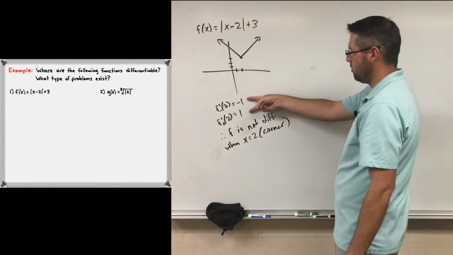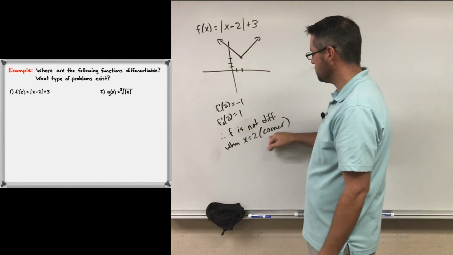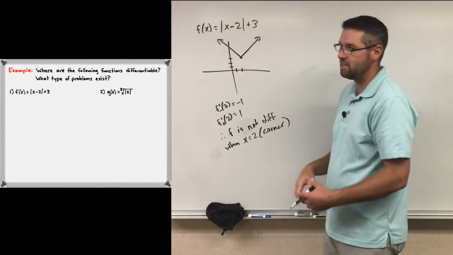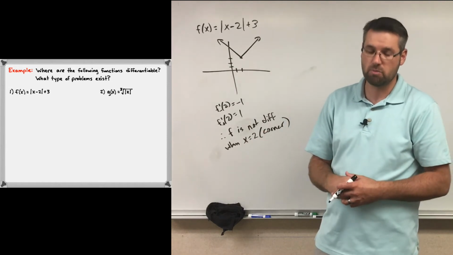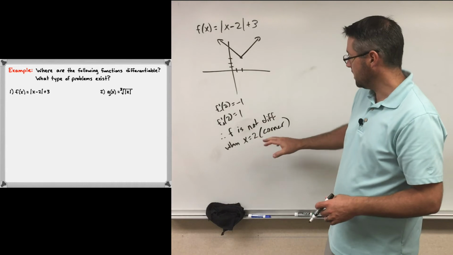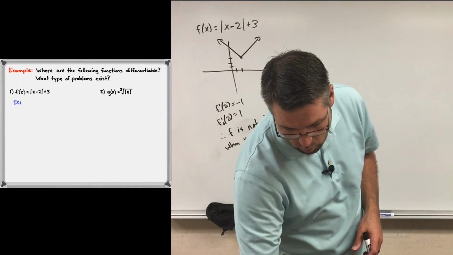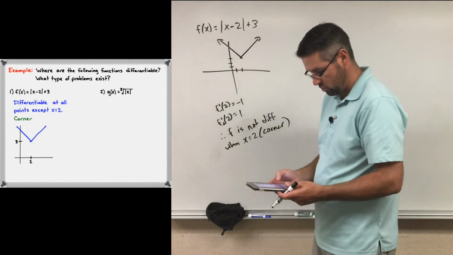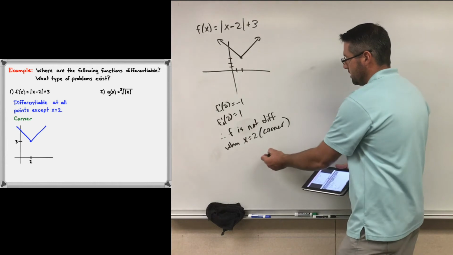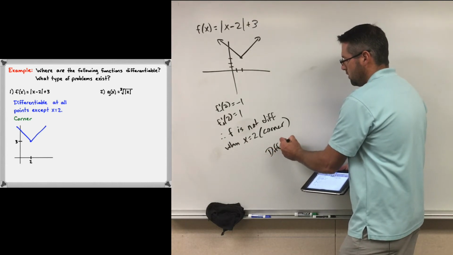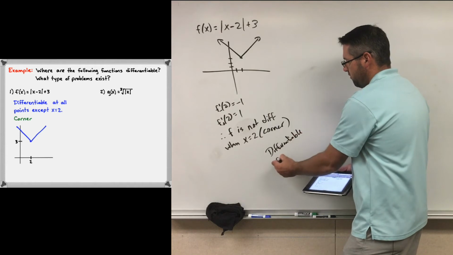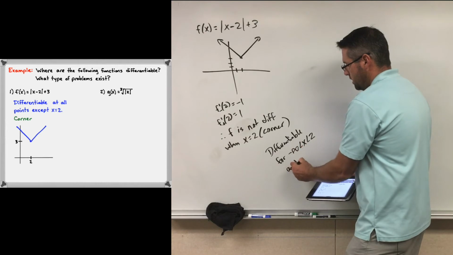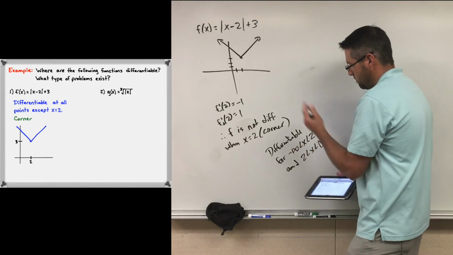So here's the work for it essentially, here's the answer for it, and here's the rationale, okay? So it's not differentiable at 2, implying that it is differentiable everywhere else. There's no other place here. It is continuous, so that's not an issue, but it's the corner there. So that's number 1. We know that it's differentiable at all points except 2, if you want to write it that way. Or we could say something like this: differentiable for negative infinity less than x less than 2, and 2 less than x less than infinity. We could write it like that as well.